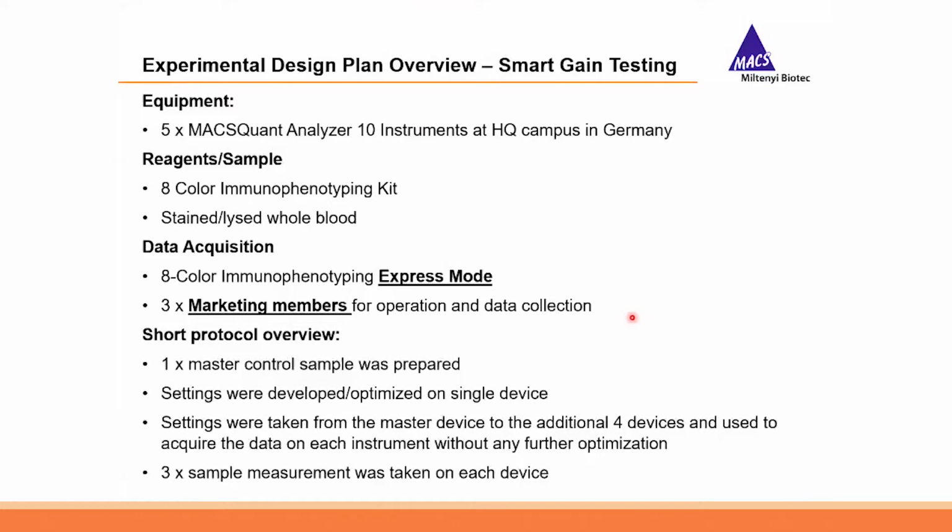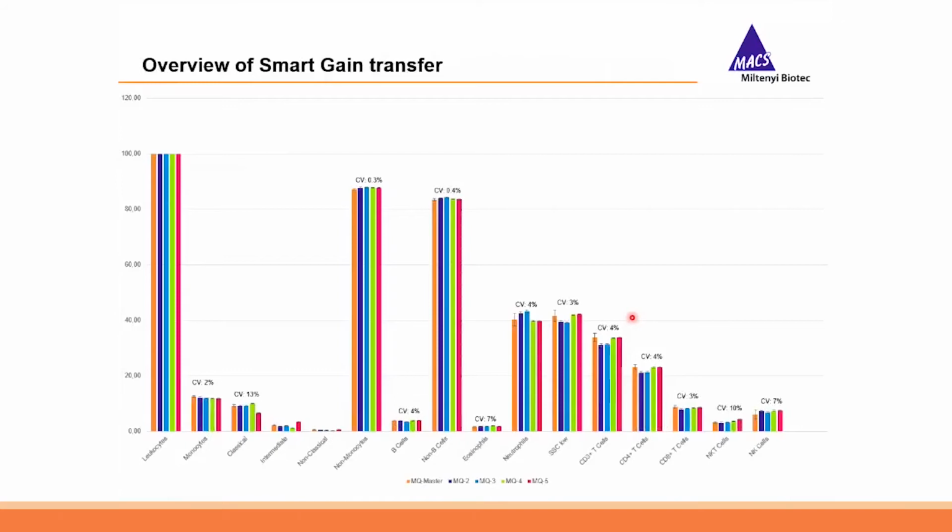study, and the settings were developed and optimized on a single device. So we made the settings on 1 instrument and pushed them out to all the other devices, to the 4 additional ones in the study. On each instrument, 3 measurements were taken. And the data that's shown here was what we got from a reproducibility standpoint.